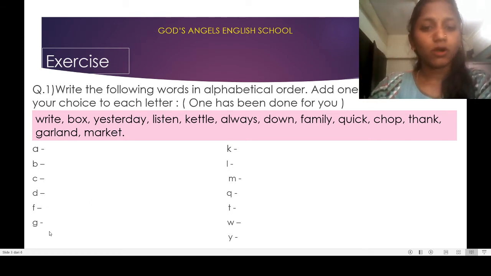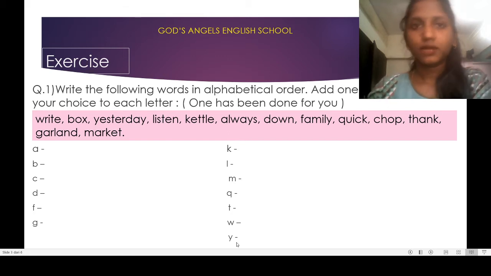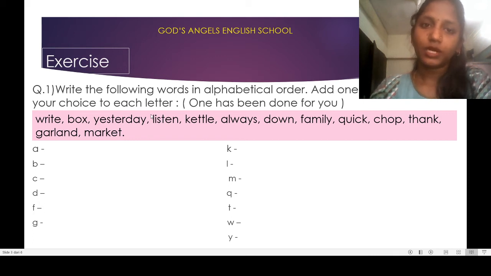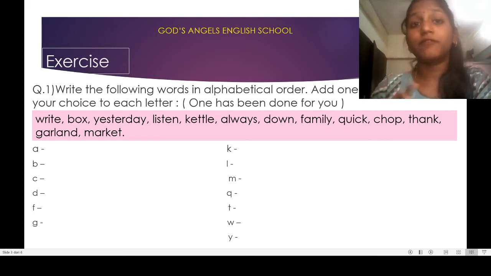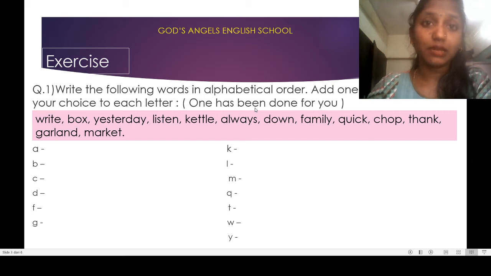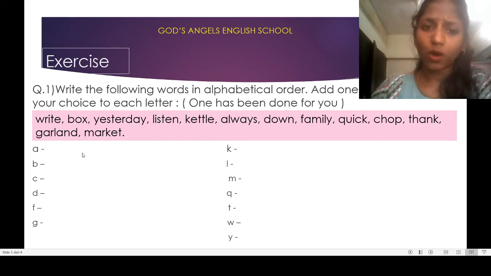I have already put the letters that are there. So it is not A to Z. Whatever letters are present in that pink color box, I have put here. So what do we have to do? We have to first put A. Is there any A letter? Let's see here. This is the A letter. So we will write here always.